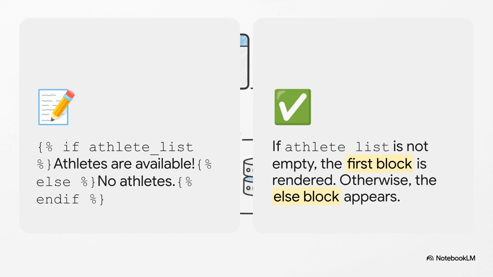The code on the left just checks if this athlete list has anything in it. If the condition is true, meaning, yeah, the list isn't empty, the first bit of HTML gets rendered. If not, the else block, that sorry message, shows up automatically. And this all happens without any JavaScript or complicated backend logic. Just a simple, easy-to-read tag.